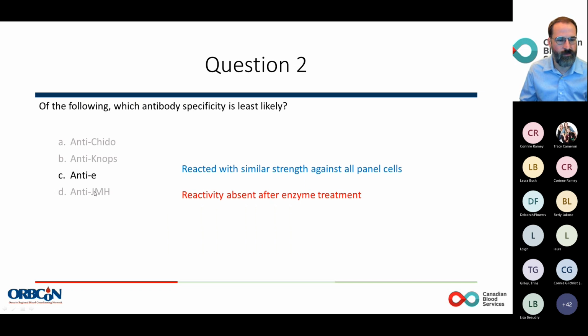These are all high-frequency antigens, with little e present on most people's red cells, and the same with Chido, Knops, and JMH. So it's reasonable to think all of them could be possible targets. But with similar strength against all panel cells, and some of the panel cells being little e negative, you wouldn't expect that much panagglutination. And the reactivity that's absent after enzyme treatment really argues against an anti-little e specificity. Little e really shouldn't be reduced after enzyme treatment. If anything, it would be enhanced. So the enzyme treatment argues strongly against this being an anti-little e.